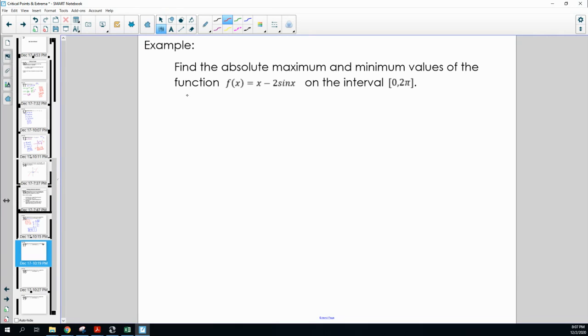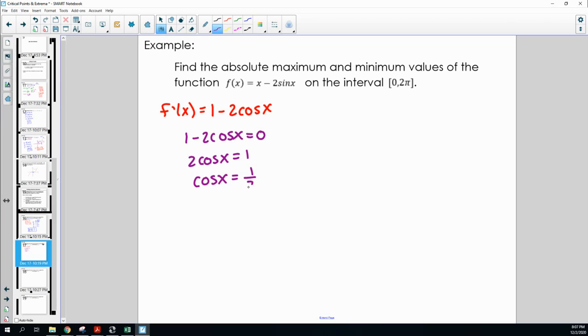What I'm going to do first is find my critical points. I'm going to take the derivative, f prime of x. This is going to be 1 minus 2 cosine of x. There is no point, again, where the derivative would not exist. So I'm going to set this equal to 0. I end up getting 2 cosine x is equal to 1, so cosine x is equal to 1/2. I have to figure out the cosine of what is 1/2, and the interval is from 0 to 2 pi. That's going to be at pi over 3 and 5 pi over 3. So these are my 2 critical points.